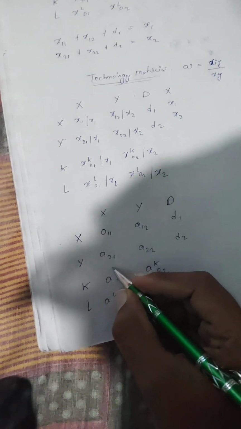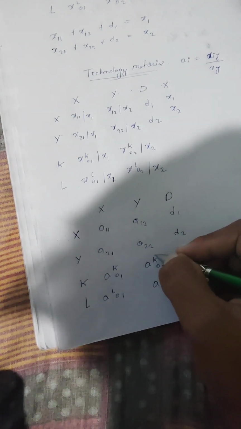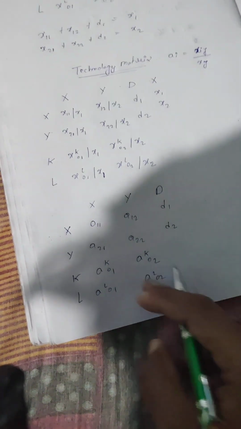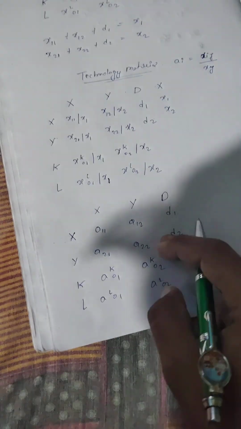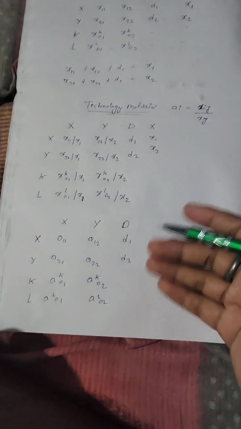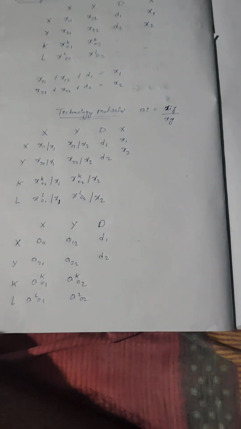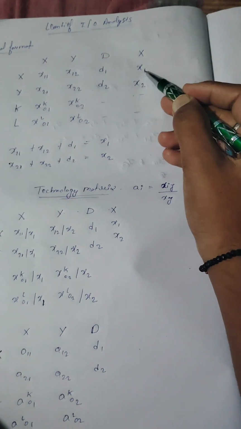AK01 is the per unit capital requirement for the first industry, and AK02 the per unit capital requirement for the second industry. This is the per unit labor requirement for the first industry, and for the second industry. D1, D2, as previously told, D1 is the final demand for X, D2 the final demand for industry Y or industry second. Now after we are done with constructing the technology matrix, we will solve the equations using the technology matrix to find out the total output or total production of X1 and X2.